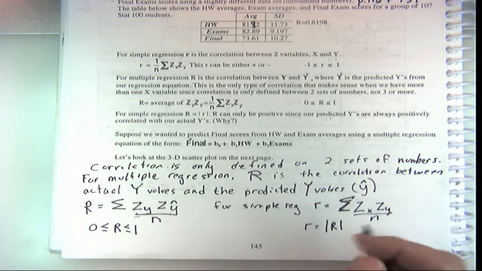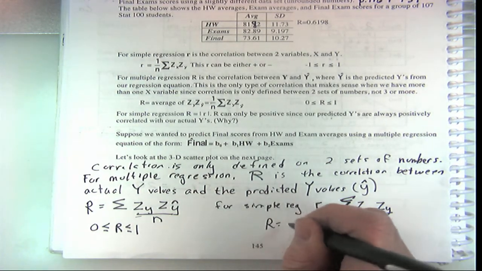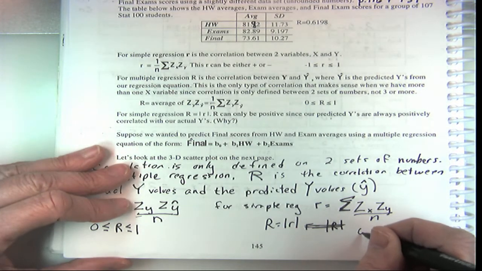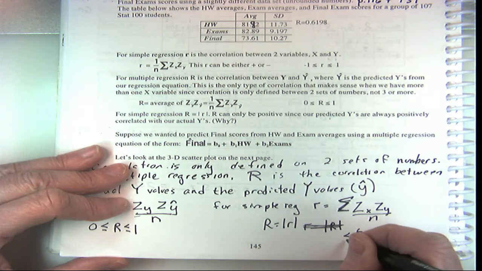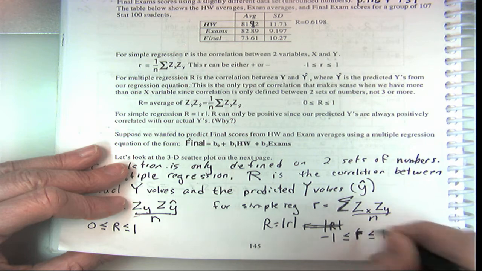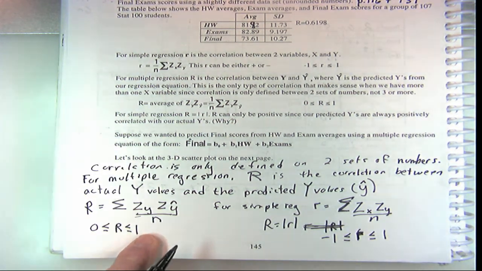Excuse me, I wrote that wrong. The R is equal to the absolute value of the little r. The little r can range between what? Little r can be between 1 and -1. That's little r. But big R can only be positive.